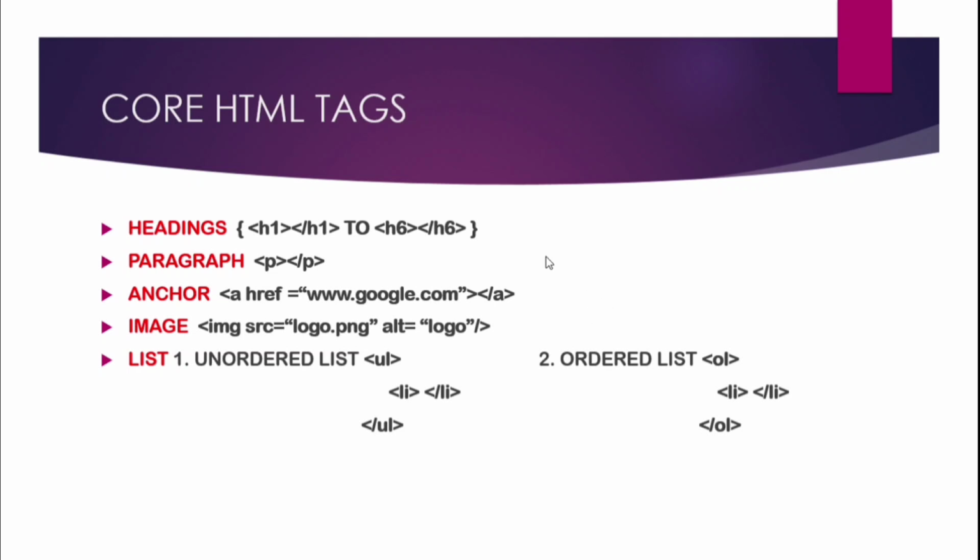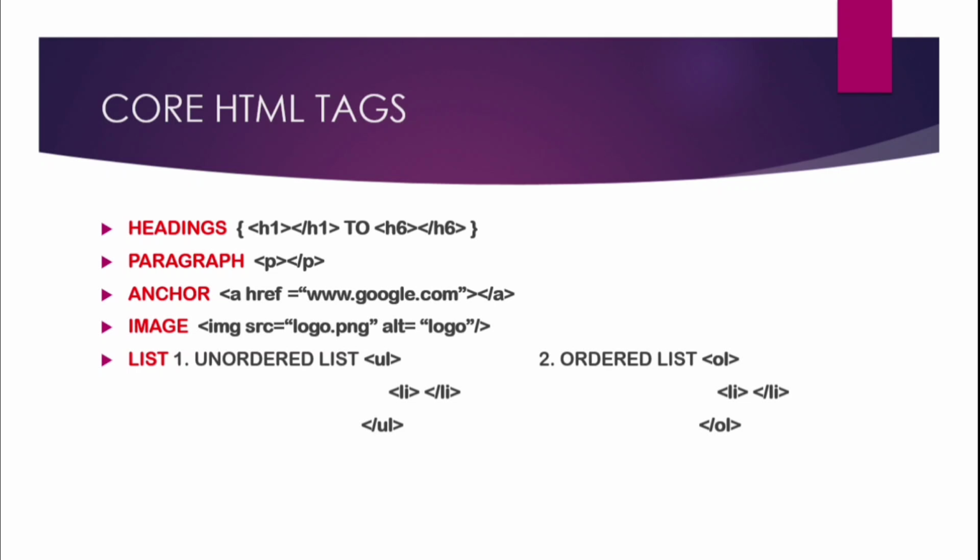Then we have the list elements. In the list we have two types: one is the unordered list, and the second one is the ordered list. The unordered list has list items, and similarly the ordered list also has list items. The list item is where we mention the details that you want to add in the list. Like you can mention your 5 favorite hobbies, one after another, in the list item tag.